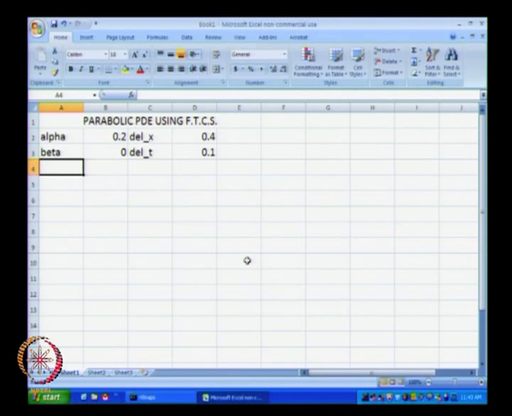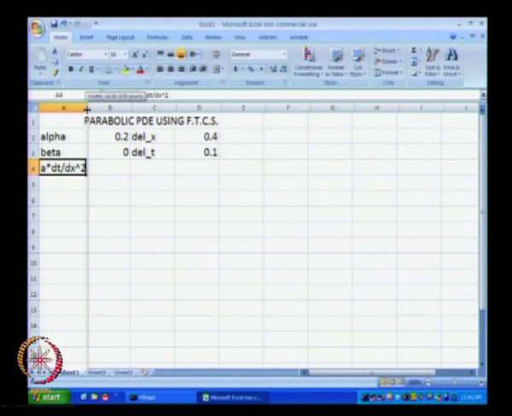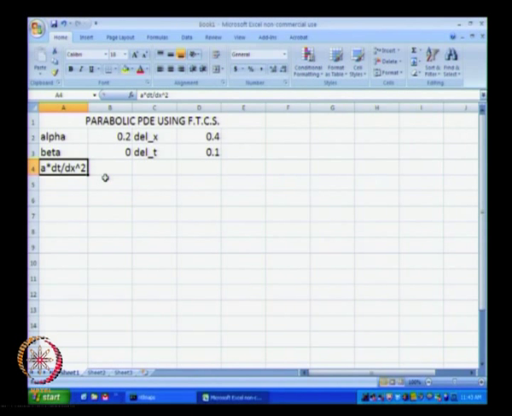Okay. What we need is to compute the value alpha delta t by delta x squared. So, we will compute that value also: alpha times dt by dx squared. We will compute that because that is the coefficient that we will need multiple times.